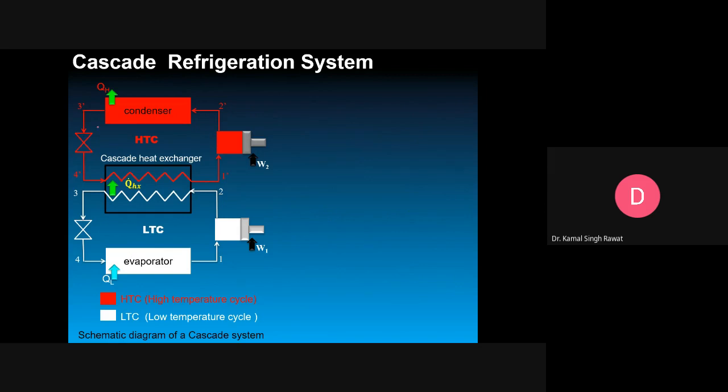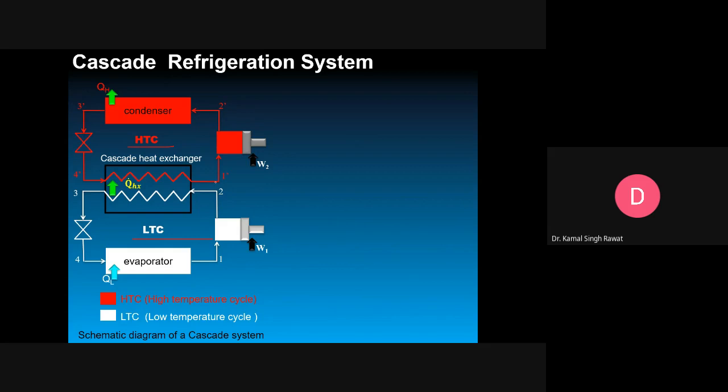So you can see there are two circuits. This is the first, high temperature circuit, and the second one is the low temperature circuit. In the higher temperature circuit, the refrigerant is different, and in the low temperature circuit, the refrigerant is different. In the high temperature circuit, the refrigerant has a higher normal boiling point, and in the lower temperature circuit, the refrigerant has a lower normal boiling point.